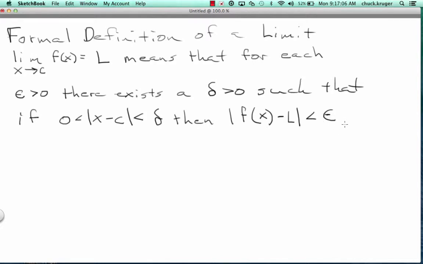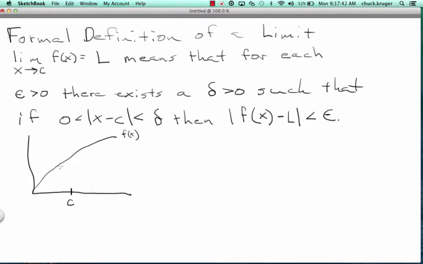All right, what does that mean? Well, let me show you a little picture here. First of all, I'm going to have some type of function. I'm going to draw a function that looks like this. I'm going to call that f of x. And right here is my c.